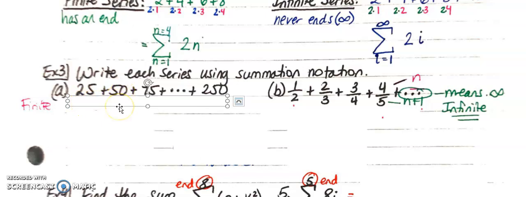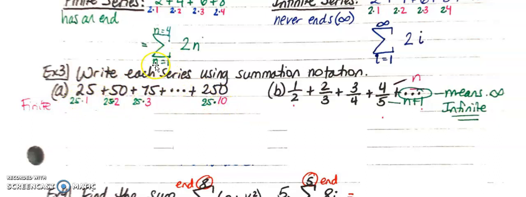25 times 2, 50. 25 times 3, 75. Looks like I have a pattern. 25 times 1, 25 times 2, 25 times 3. So then you ask yourself, what do I have to multiply 25 by to get 250? Well, 10.